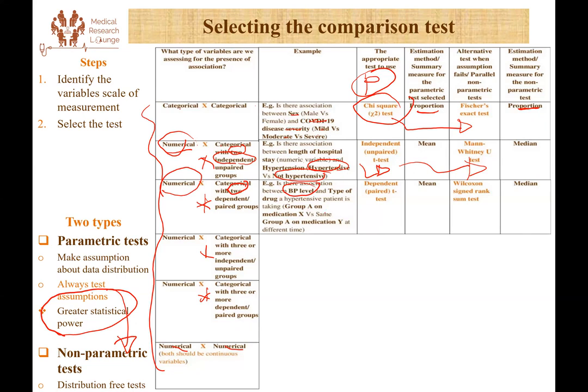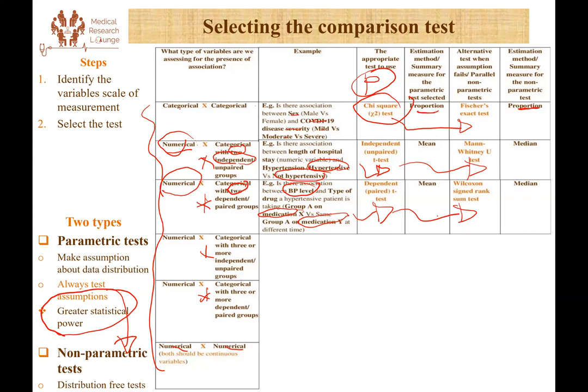So we have two groups, group A on medication X versus the same group A on medication Y. So we have one group taking medication X at one point in time and taking medication Y at a different point in time. Since these two responses are from the same group of patients, it's paired data with two responses. So in this case, our choice of parametric test is a dependent or paired t-test. If the assumption of the test fails, we use the Wilcoxon signed rank test.